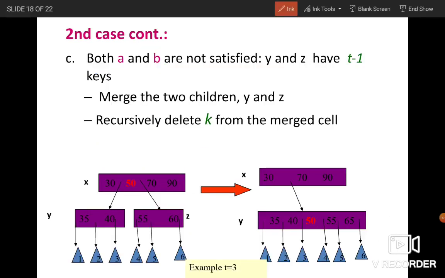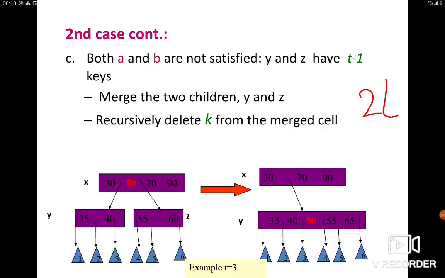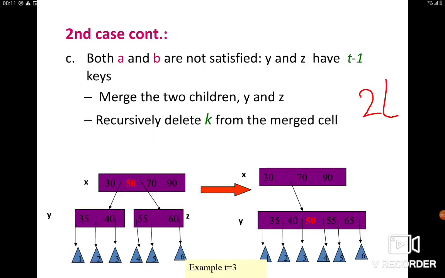In the third case, if both of the previous cases are not satisfied, that is, y and z have t minus 1 keys. What are those cases? If y has at least t keys, and similarly if z has at least t keys, that is, both the preceding node and the succeeding node must contain t keys. But if they have t minus 1 keys, then how can we perform the deletion operation?